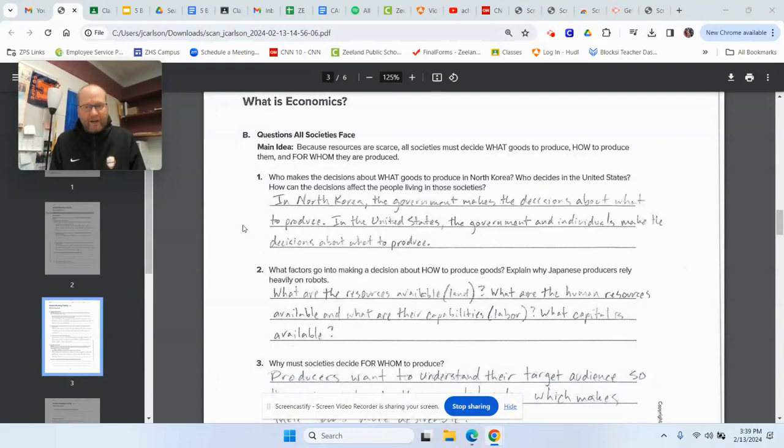In the United States, the government and individuals make the decisions about what to produce. Yes, our government has some rules and regulations, and they regulate some of the stuff as to what's made. But a lot of individuals, us, we also have the ability to choose those things.